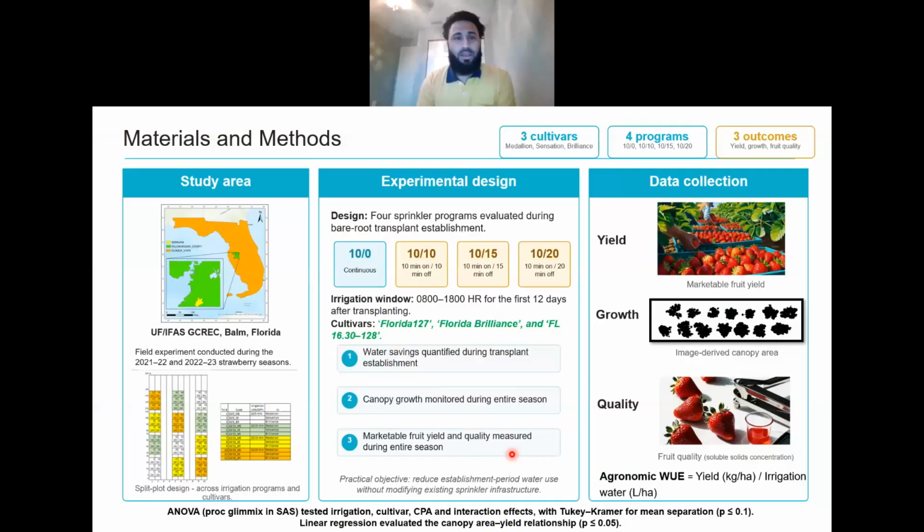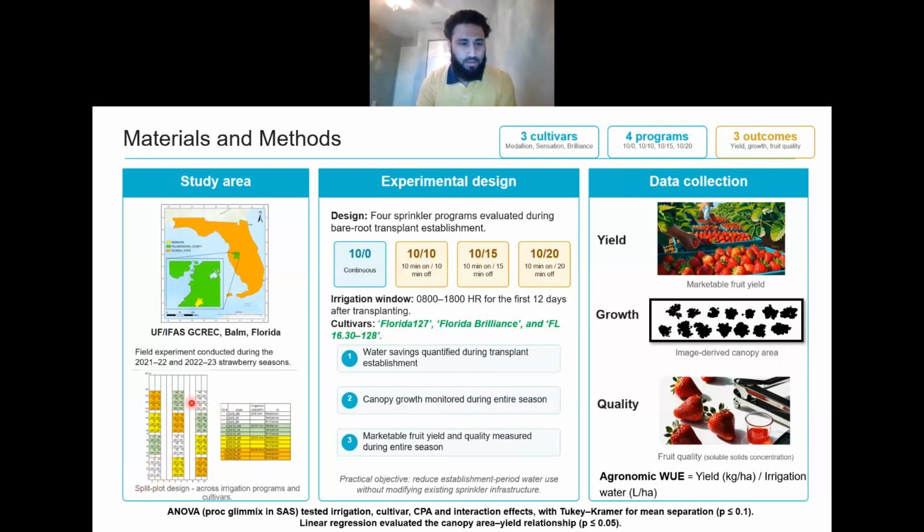So we established this split plot design. So these plots were set up. In each plot, we put some 14 plants, three different varieties. You can see here, Florida 127, Brilliance, and Medallion. So these three different strawberry varieties we used, and we set them up in the ground.